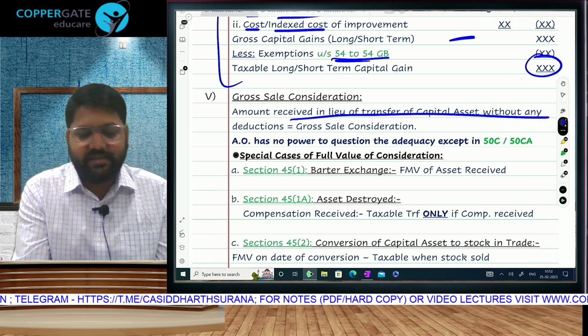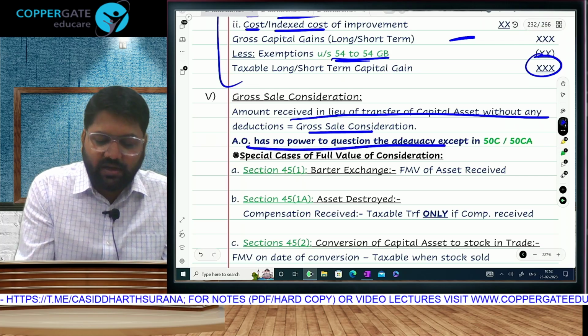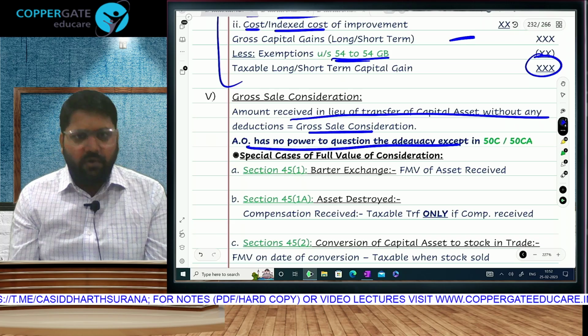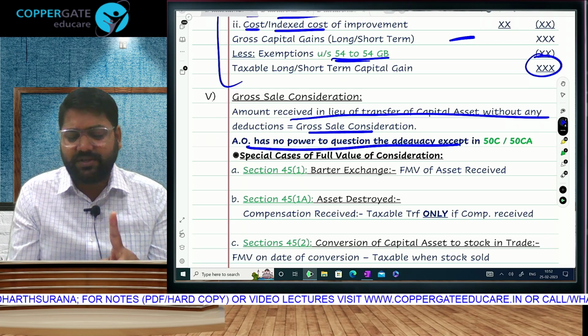What you receive is GSC, and AO does not have the power to question that amount. AO cannot tell you why you have received less, itna kam kyun mila. AO cannot ask you those questions.